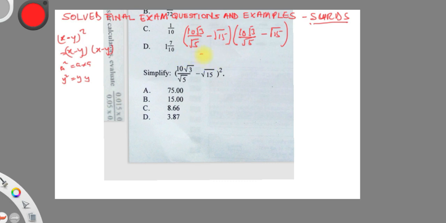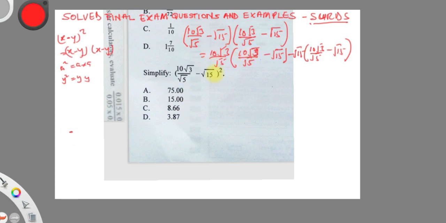So this implies that the whole thing will go and multiply the whole thing. It means 10√3 over √5 will go and multiply what is in the bracket: 10√3 all over √5 minus √15. And then negative √15 will go and multiply 10√3 all over √5 minus √15. Let us come down here.